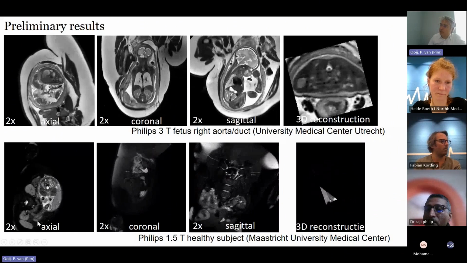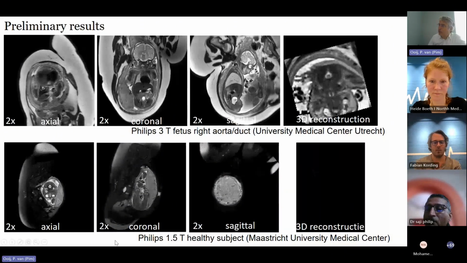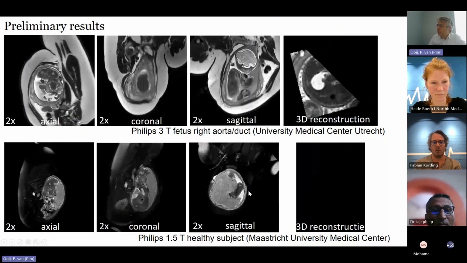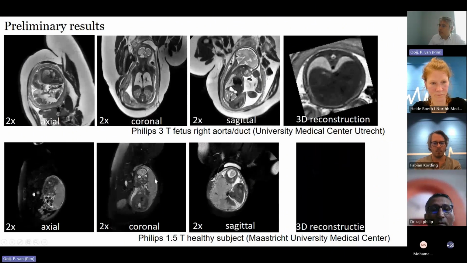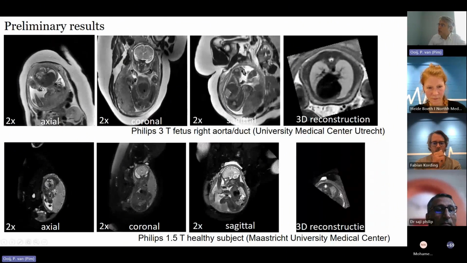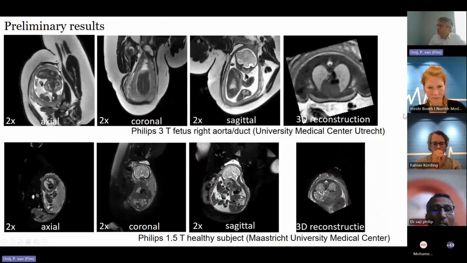And we have also been successful at a 1.5T Philips in Maastricht. This was a healthy volunteer. You can beautifully see the placenta, the brain, the eyes, the lungs, the heart in all these views.